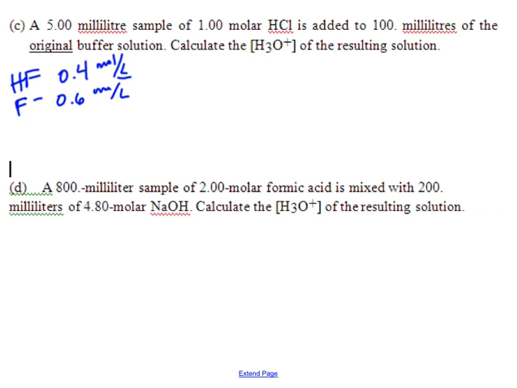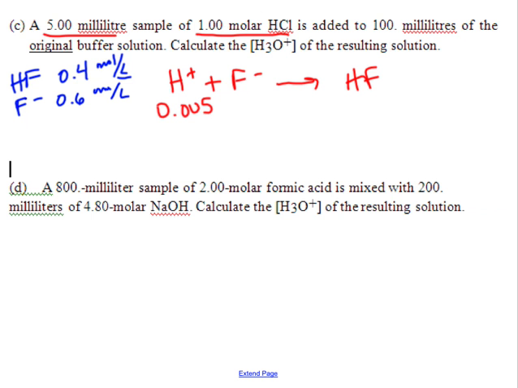So we're invading that buffer with what? H plus. What part of the buffer will the H plus react with? The HF or the F minus? And then we're going to make the other part of the buffer. That's how we know we did it right. So now we're going to do moles of everything we have at the beginning. So just looking at the HCl invader, 1 molar times 0.005 is 0.005.